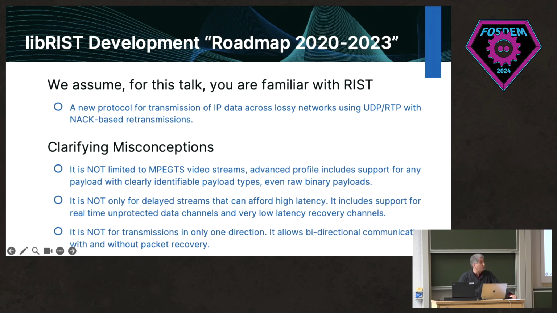Let's talk about the LibRIST open source project itself, right? In case you are not familiar with what RIST is, we can define it with just one simple sentence like you see up there. It's a new protocol for transmission of IP data across lossy networks using UDP with NACK-based retransmissions. Okay. Before getting into anything else, I'd like to clarify the three most common misconceptions people have about the RIST protocol. And these have come up in talks and conversations.